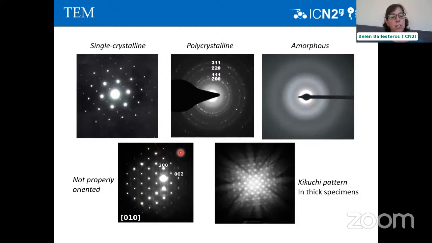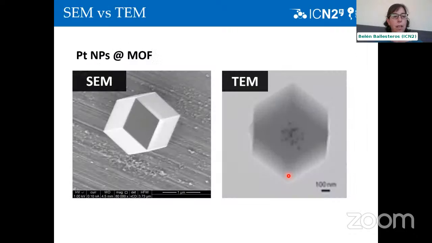And which other things can you observe? If the sample is not properly oriented, you can see that the direct beam is here, and all the diffracted spots are here. So you really need to tilt the sample a bit more to have it properly oriented. And if you get a pattern like this, it's because the sample is too thick, and you get to see the Kikuchi pattern. Maybe you can study it, but if you really want to go to high resolution, you will need to thin it down a bit more.